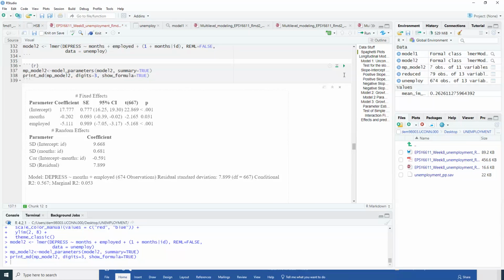So you can draw two parallel lines, and that's what this is saying. My first model was just one line, going down by 0.4 points per month. But now you can imagine two parallel lines, because I'm not allowing for an interaction effect between time and the time-varying covariate. So whether or not I'm employed, I'm starting, for unemployed people, at 17.78, and going down by 0.2 points per month.